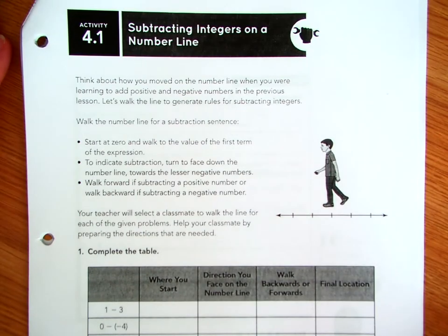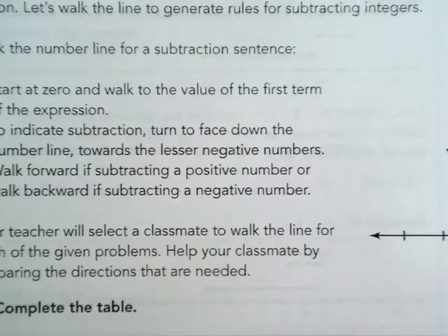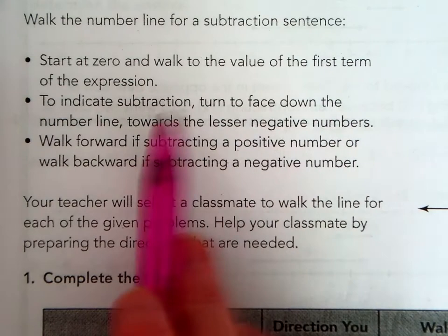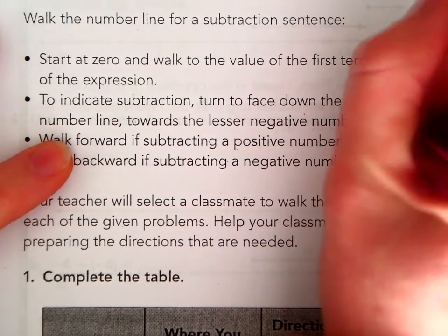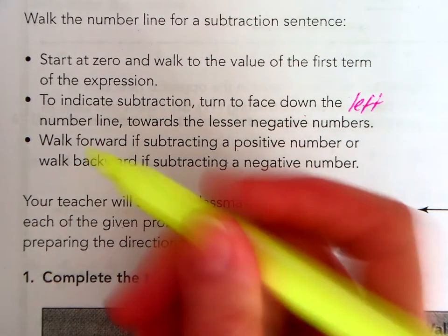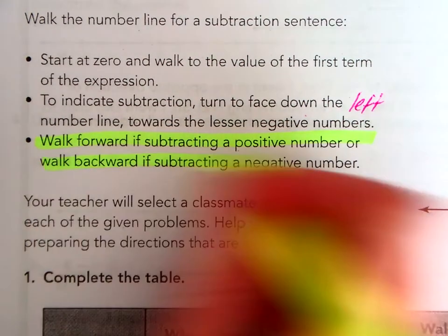Now today we had many of our classmates get up in front of the group and walk up and down the number line. Some of the things that are noteworthy is they started at the value of the first term, and when they did subtraction, they had to face down the number line, which really meant left. And one thing most of us highlighted was walk forward if subtracting a positive number, walk backward if subtracting a negative number.